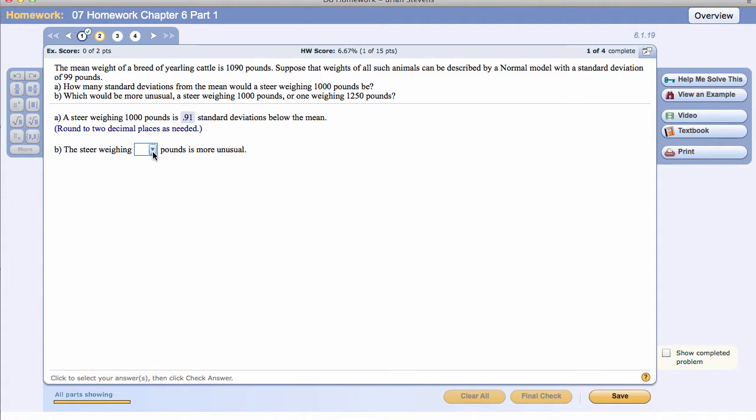Now, which of these is more odd? The one that would be more odd is the one that is further away from the mean. 1,000 is only 90 away from the mean. 1,250 is 160 away from the mean. Now, we could turn these into z-scores and see which one has the larger z-score. But with this in mind, a z-score is just how many standard deviations something is away from the mean. So the further something is away, the larger its z-score, and the more unusual it would be.